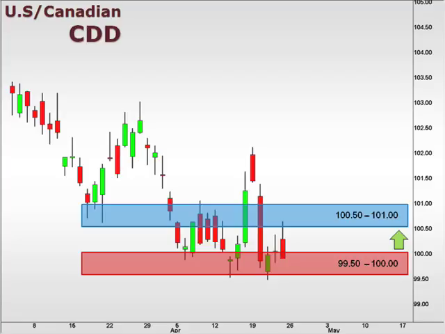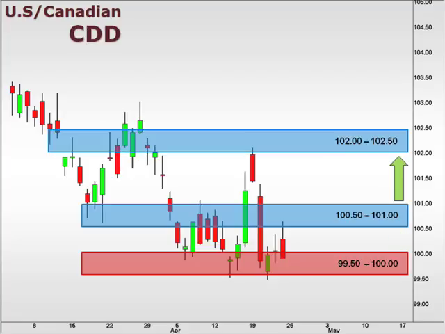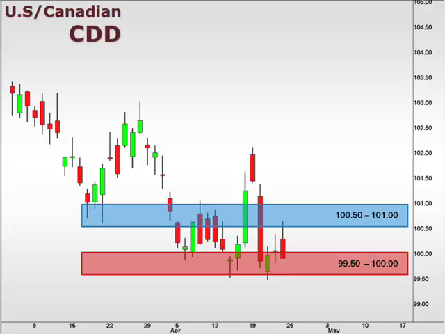Should we see the pair value break above the 101 level, we'd be looking at 102, 102.5 as a logical near-term target. That being said, the path of least resistance continues to be to the downside, and a break below 99.5 is likely to facilitate an extended move deeper.